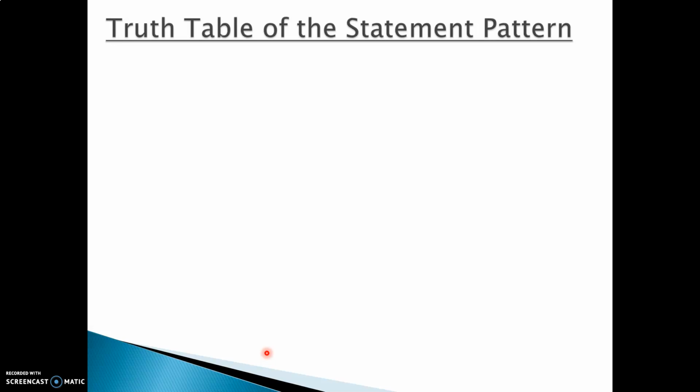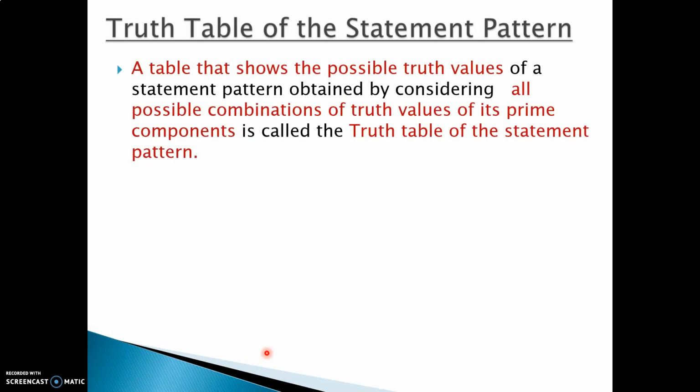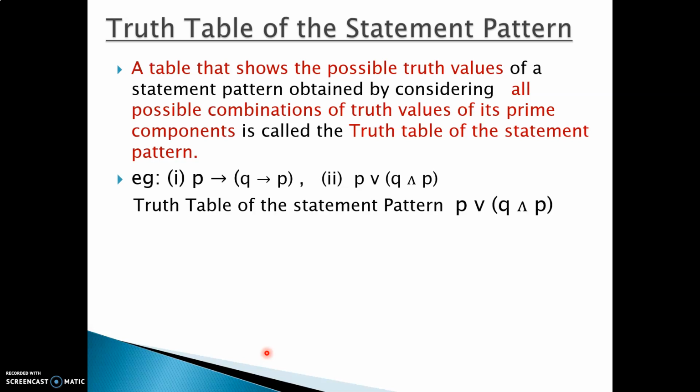Truth table of the statement pattern. A table that shows the possible truth values of a statement pattern obtained by considering all possible combinations of truth values of its prime components is called the truth table of the statement pattern. So we'll discuss through example. We'll do the second example here.